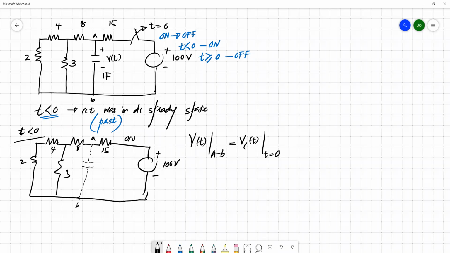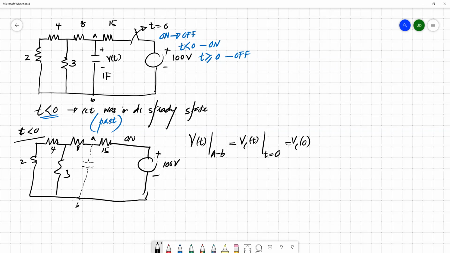So based on that, we simplify the circuit, and if you want to find the actual voltage across the capacitor, you can find the voltage across A and B. It's the actual voltage across the capacitor when this switching happens, which means at t equals 0. So it's the voltage at t equals 0. So this is equal to VC0, the initial condition of the capacitor at t equals 0.